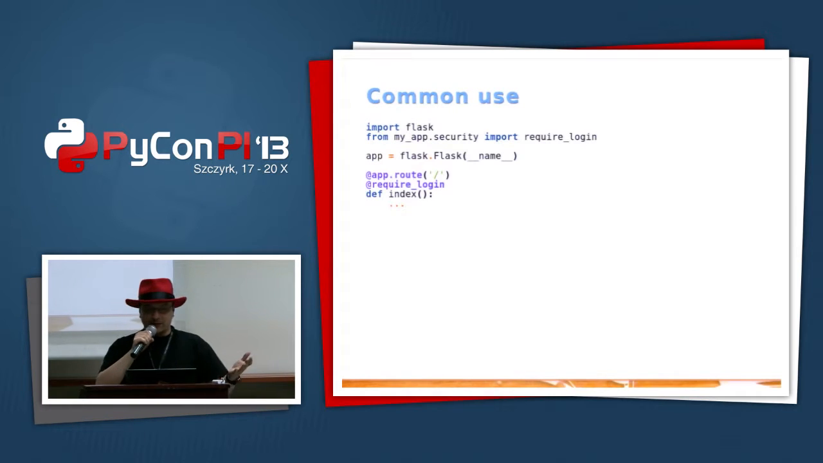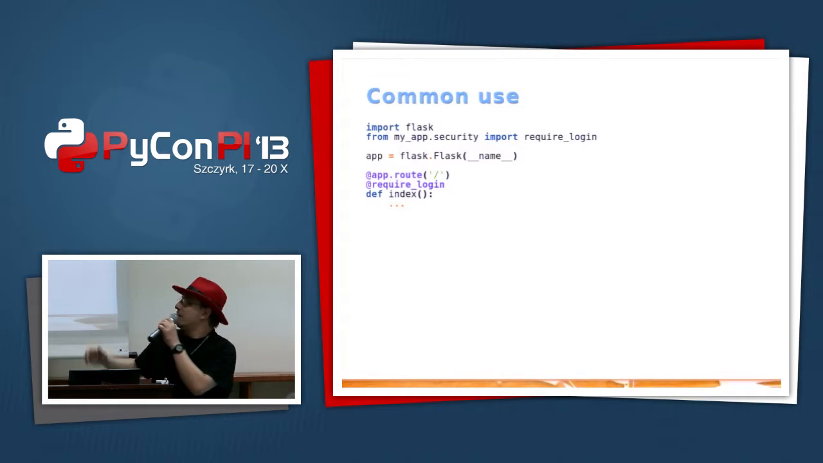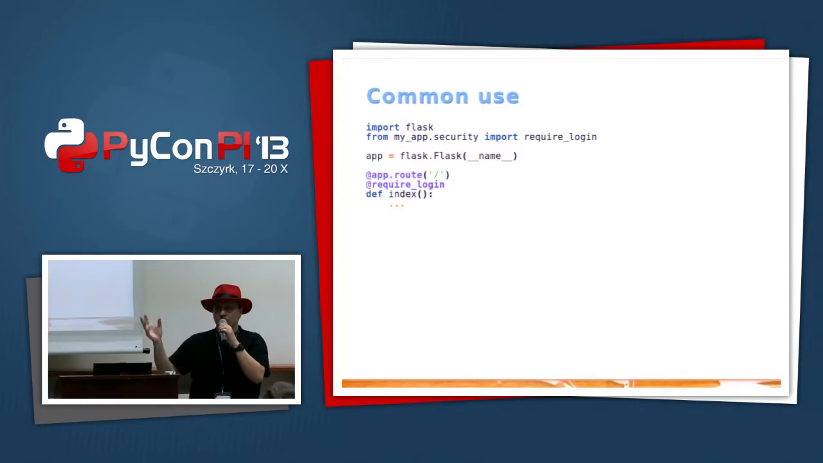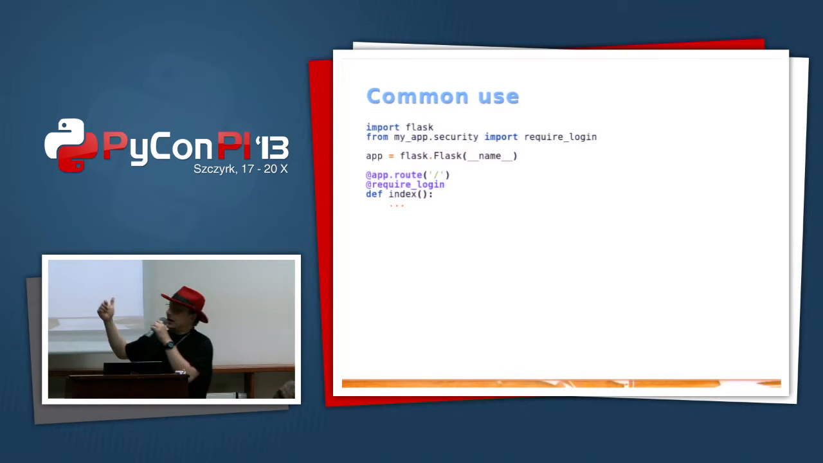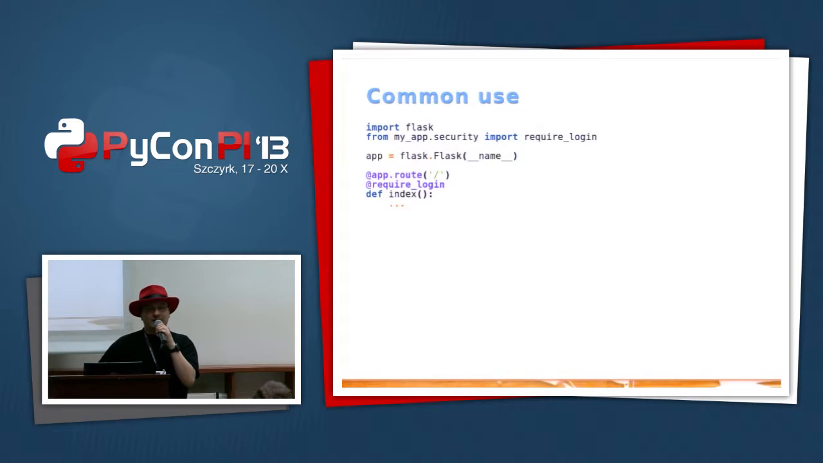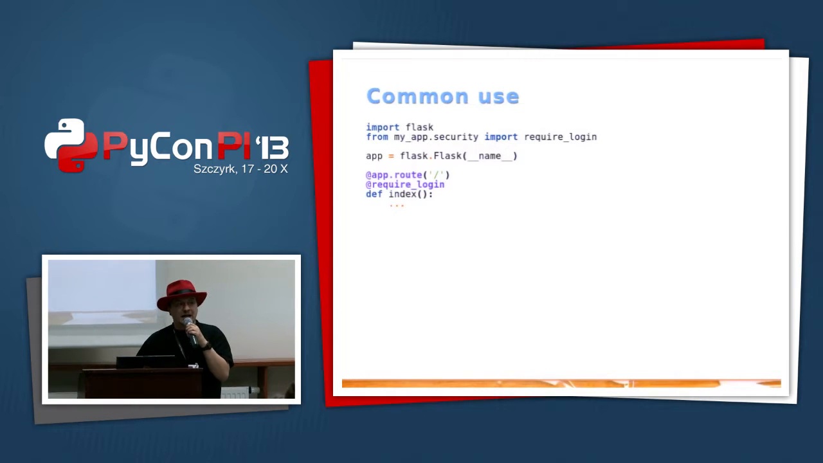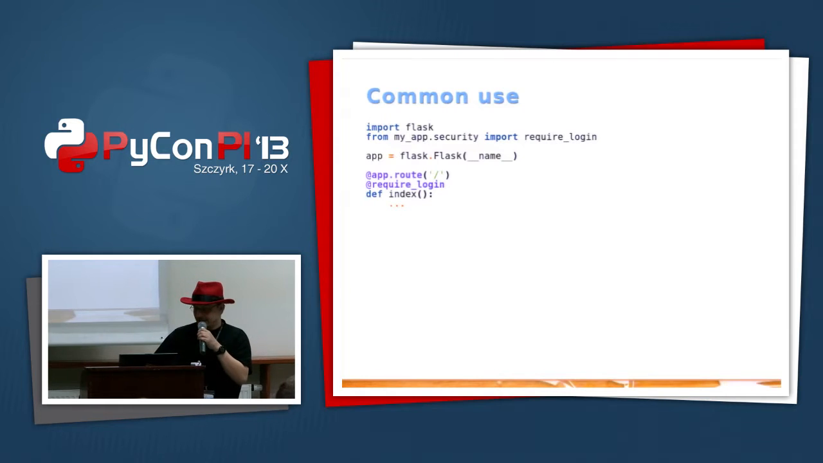Pretty obvious. A common use, for example, if you are familiar with the Flask web framework, you can have a route decorator that adds a route for your view, or you can have some require-login decorator that makes all your views require logging in before you display them. So that's a common use of this pattern.